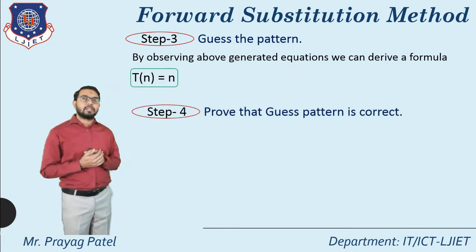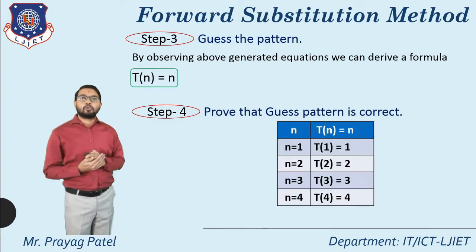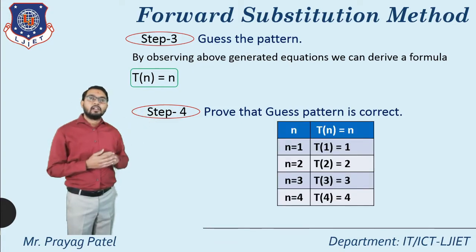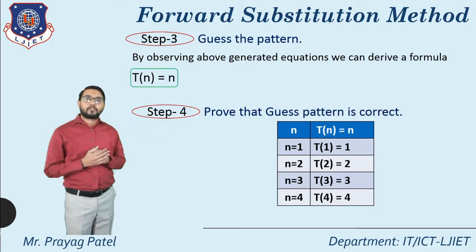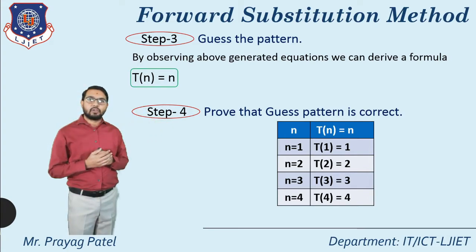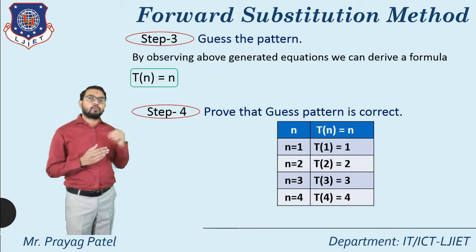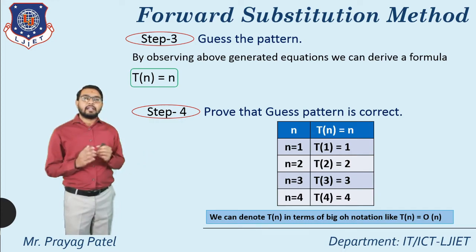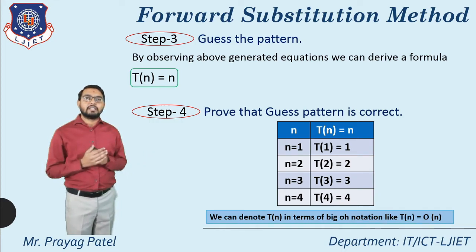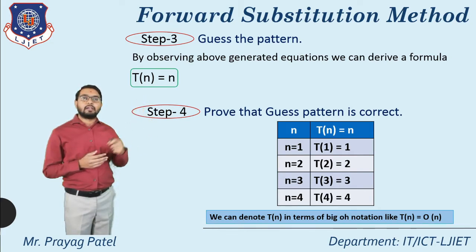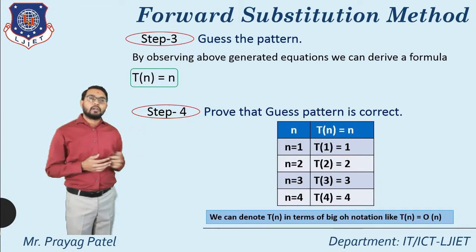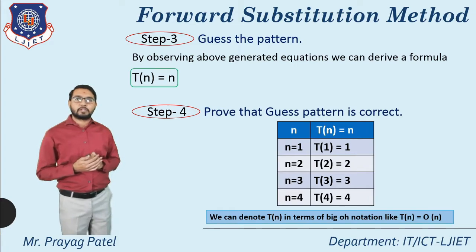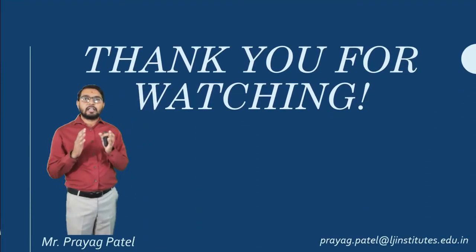So now the last step is prove that the guess pattern is correct. So here consider the value of n as 1, 2, 3, 4, and T of n equals the equation n. So put n equal to 1, then the answer equals 1. If n equals 2, then T of 2 equals 2. If n equals 3, then T of 3 equals 3. If n equals 4, then T of 4 equals 4. So according to this table, we can derive that our final answer or complexity is big O of n for our given example, T of n equals T of n minus 1 plus 1. So this is the simple forward substitution method for finding the recurrence equation solution.